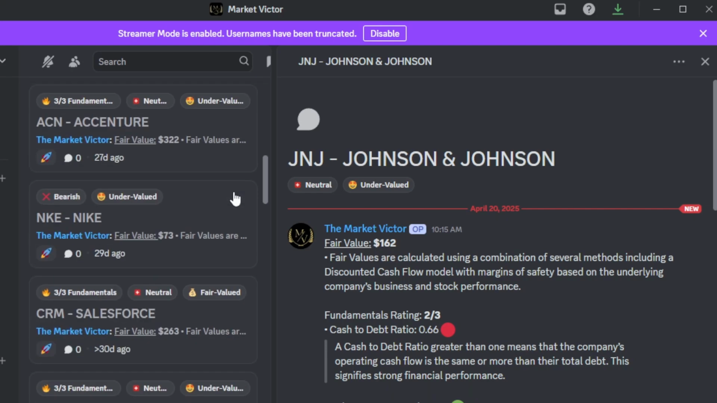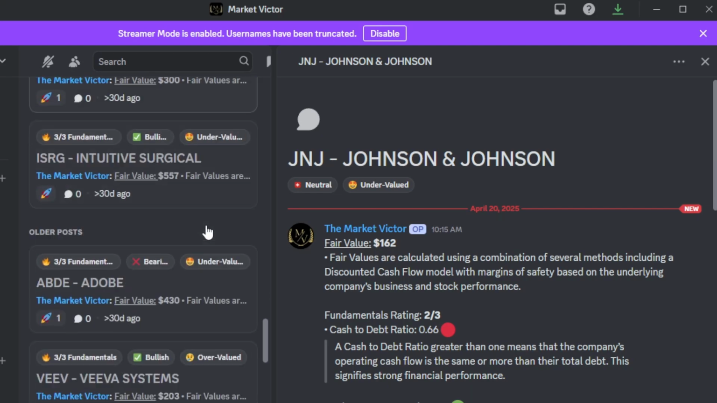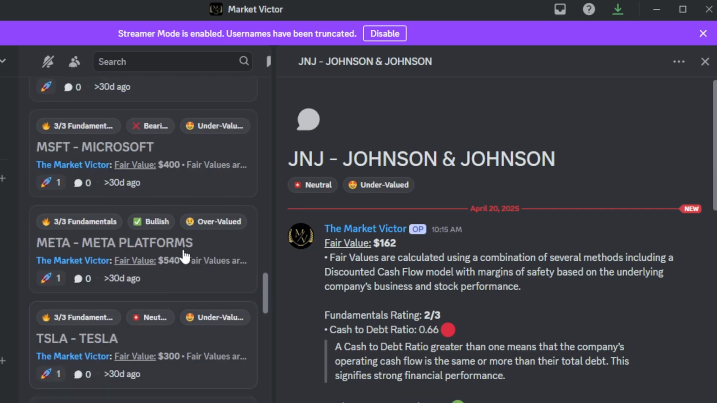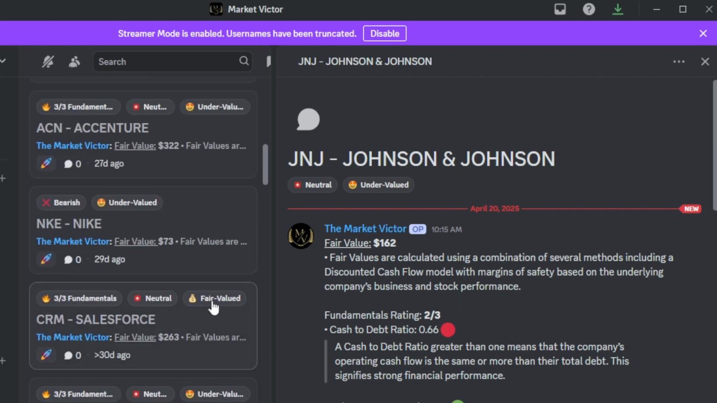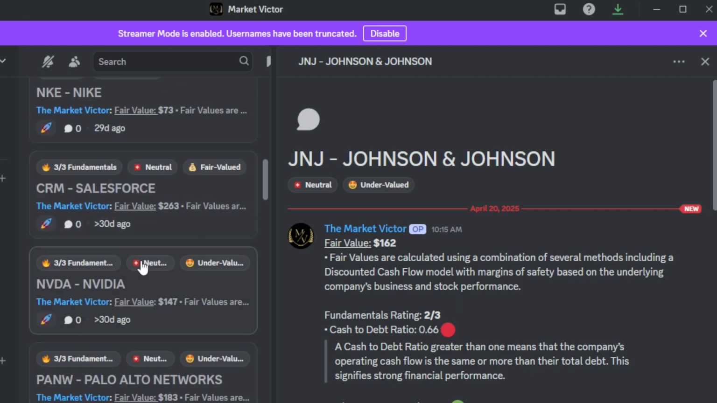I track between 30 to 40 stocks in this valuation database, as you can see on the left here. I have tags that show which stocks have a 3 out of 3 fundamentals, which stocks are undervalued, which stocks are fair valued, if they're bullish, neutral, bearish, and I provide this for free. So if you want more data, more information, more analysis, definitely check out this Discord.